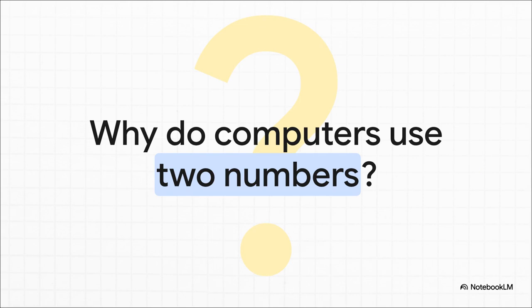So let me start off by asking you this. Why do computers only use two numbers? Think about it for a second. As humans, we communicate using these rich, complex languages. English, Sinhala, Tamil, the list goes on and on. But computers, they're an entirely different beast. They rely completely on a stripped-down, super basic language consisting of just two numbers, 0 and 1.